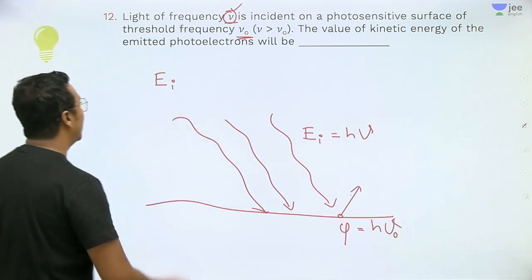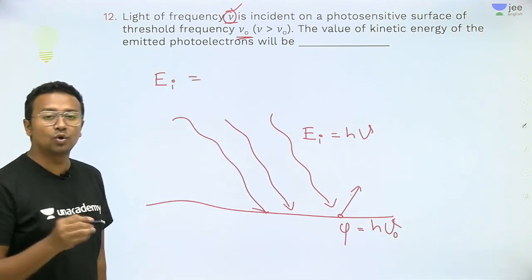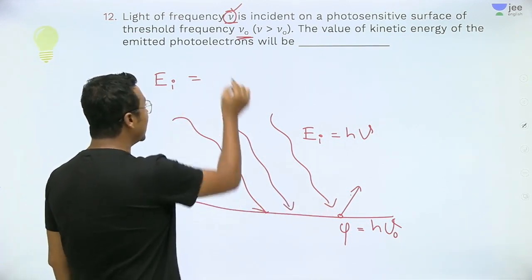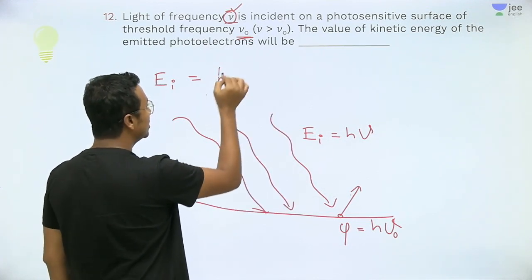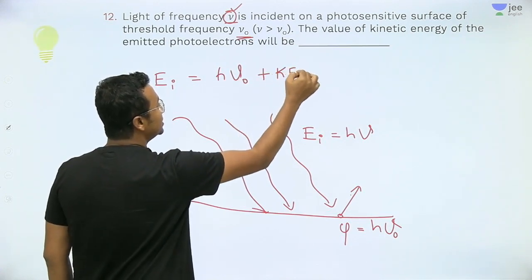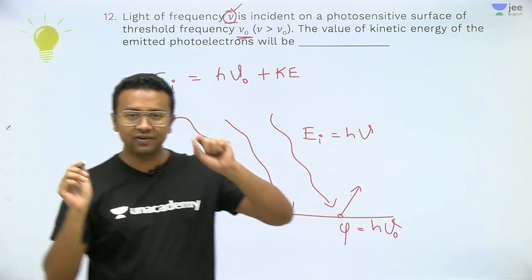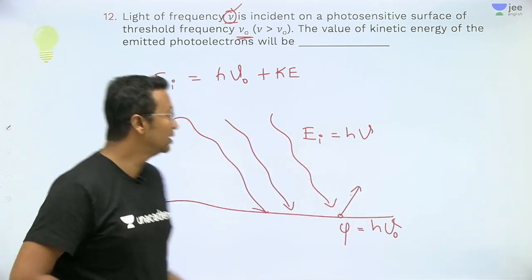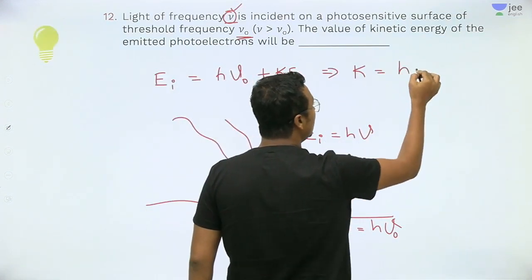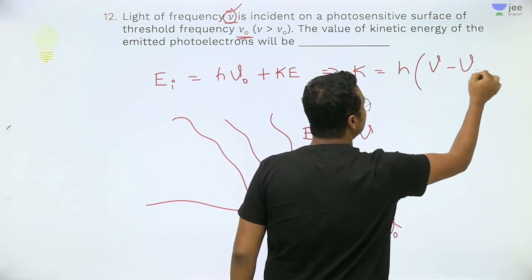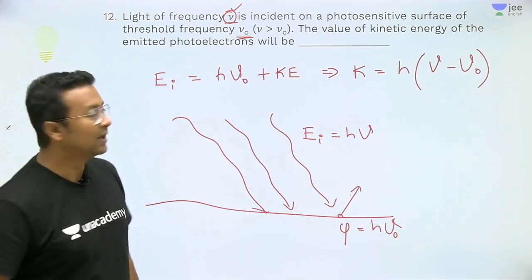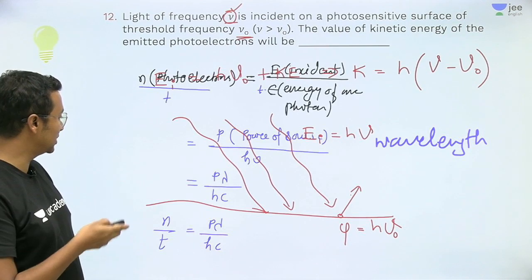Now as per Einstein's photoelectric equation, the energy incident is equal to the threshold energy, that is h mu naught, plus kinetic energy. So the kinetic energy is the difference of the energy incident and the threshold. Simple enough. So from this data, I can write down my kinetic energy as equal to h times mu minus mu naught, and that is your answer. Such a simple solution that we have here. Let's move ahead to the next question, dear students.